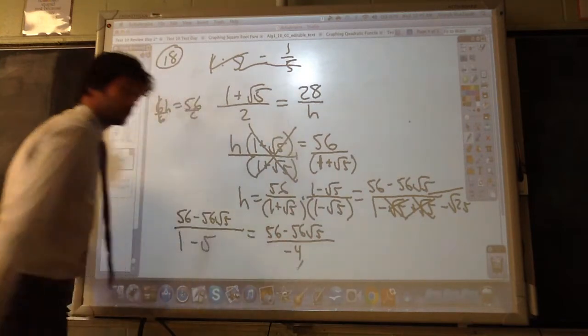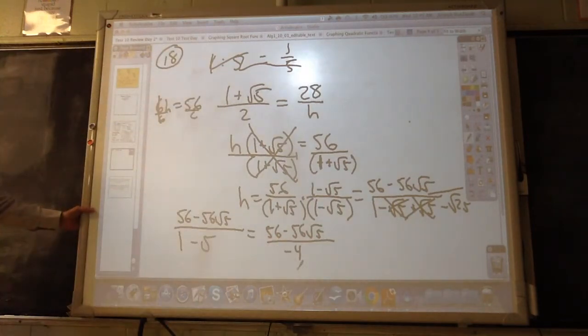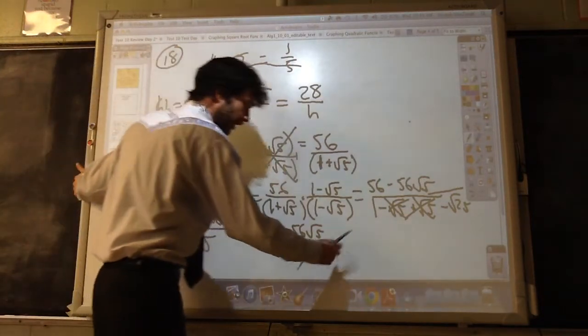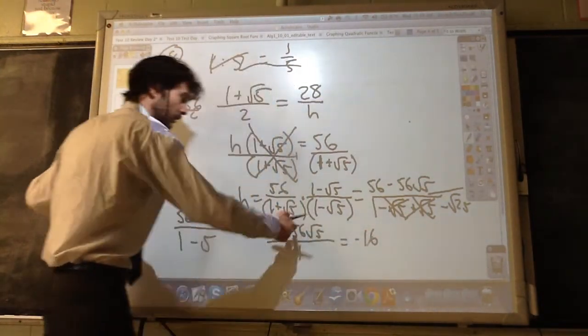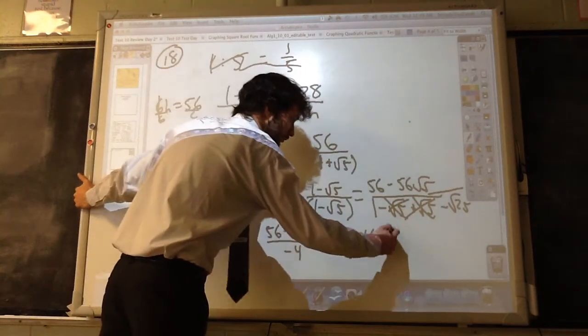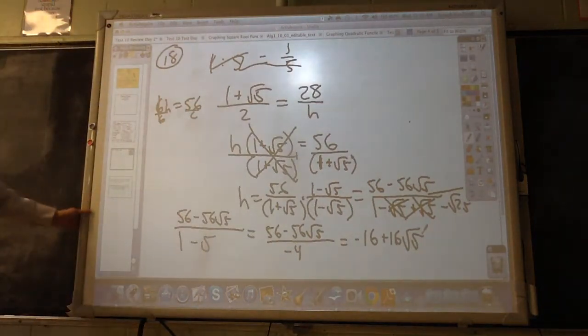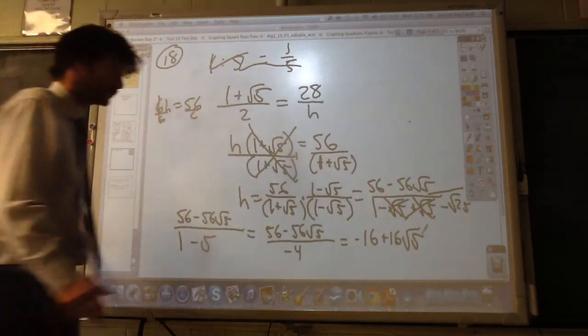It's negative 4, right? 1 minus 5. What else can I do? Good. All of these things are divisible by 4. So I'm just going to do 56 divided by negative 4 and get negative 16, and negative 56 divided by negative 4 and get positive 16 square root of 5. I need units because this problem has units. What were the units for the length? Yep, so the units for the height are also going to be meters.